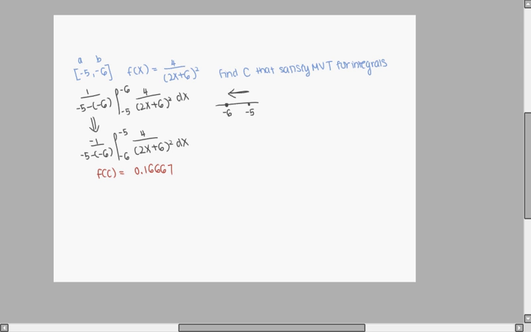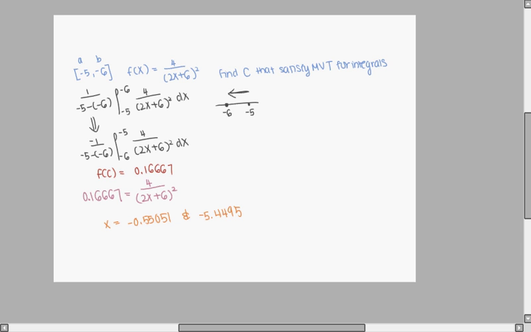So once we plug that into a calculator, we get f of c equals 0.16667. But now we need to find c. It's asking for c. So how do we find c? Well, it's easy. We set f of c equal to our equation. So that will be 0.16667 equals 4 over (2x plus 6) squared. Because f of c is technically our y value, and we want to find our x value that corresponds with that y value. So of course, we just set it equal and find x.